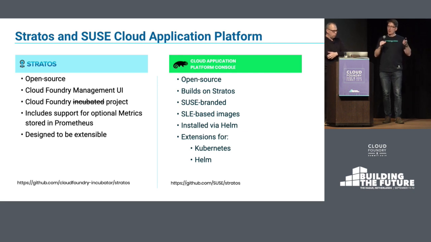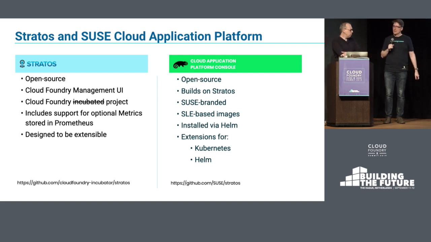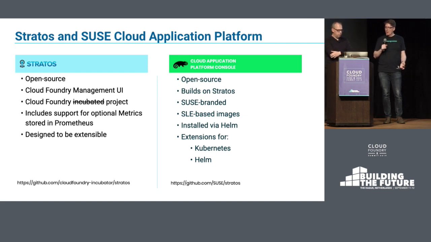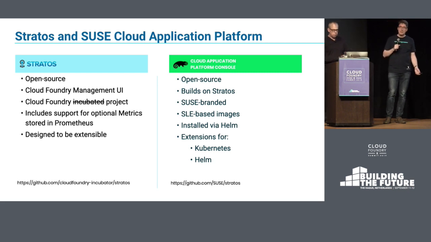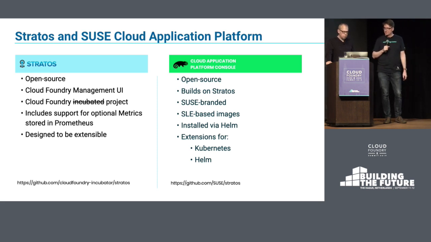They do all of the same things, but the one that ships with SUSE Cloud Application Platform does a couple of other things. It's of course branded for SUSE, uses images based on SUSE Linux Enterprise, and it's got these two important extensions that we're going to talk about, the one for Kubernetes, which was released a little while ago, and a new technical preview of a Helm UI extension as well.